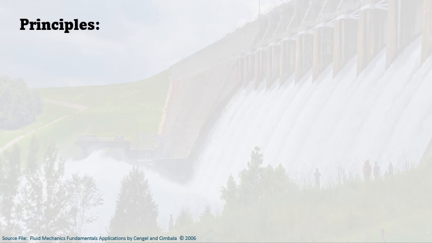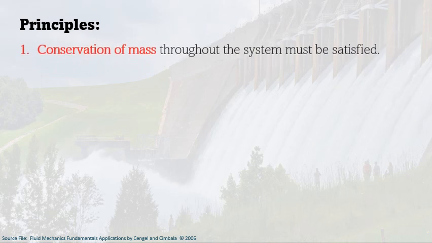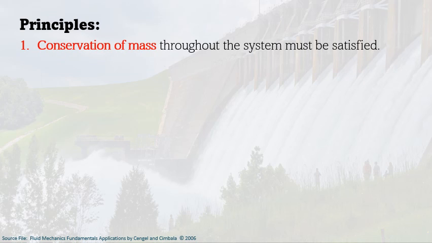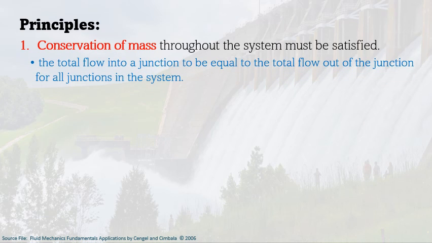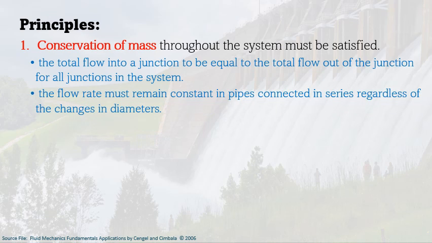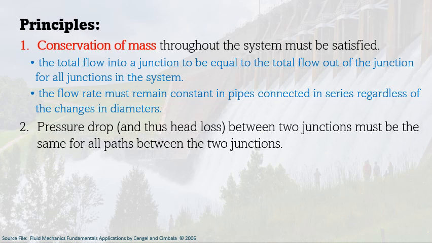The analysis of piping networks, no matter how complex they are, is therefore based on two simple principles. First, the conservation of mass throughout the system must be satisfied. This means that the total flow into a junction is equal to the total flow out of the junction for all junctions in the system. The flow rate must remain constant in pipes connected in series, regardless of the changes in diameters. On the other hand, the pressure drop and head loss between two junctions must be the same for all paths between the two junctions.